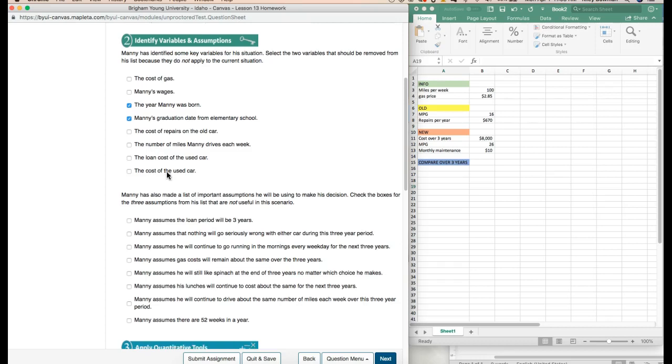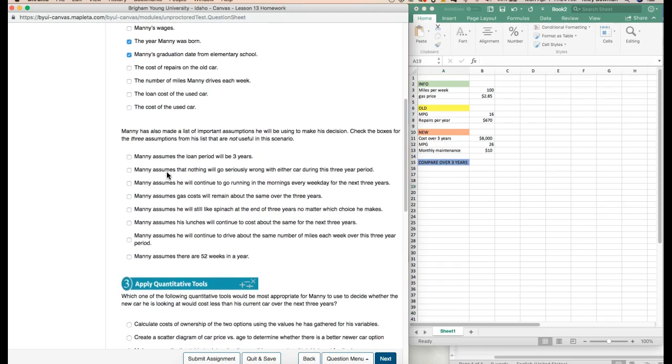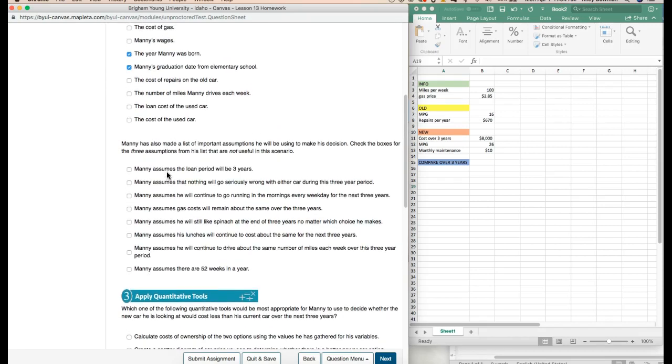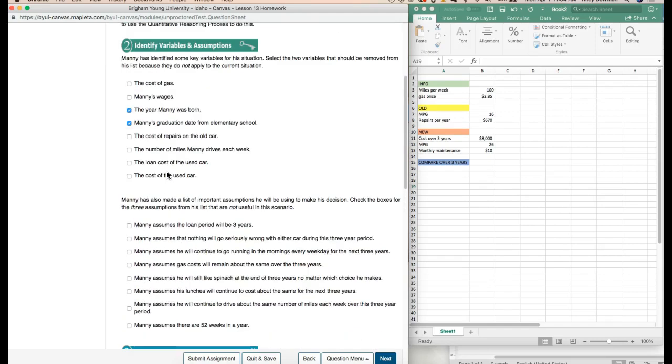Okay, the next one is Manny has also made a list of important assumptions that he will be using to make his decision. Check the boxes for the 3 assumptions from his list that are not useful for this scenario. Again, this current situation. Okay, so Manny assumes that the loan period will be for 3 years. That's a correct assumption. We already calculated it to be $8,000 for that loan period. So that's a great assumption, and we don't need to mess with that. So it's not something that we're going to be changing or looking at like the variables. This is the assumption. It's for 3 years, and that's the end. We don't need to look anymore.